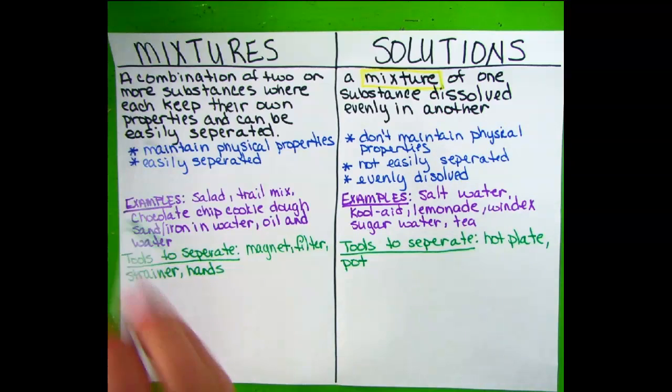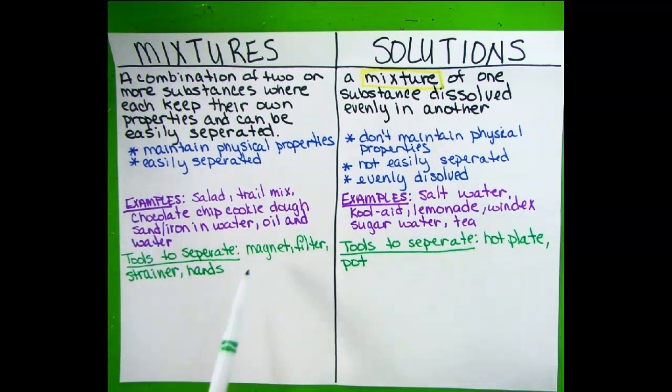So again, tools to separate mixtures are magnets, a filter, a strainer, or your hands. Tools to separate solutions are a hot plate or a pot. And I will give you a minute to write that.